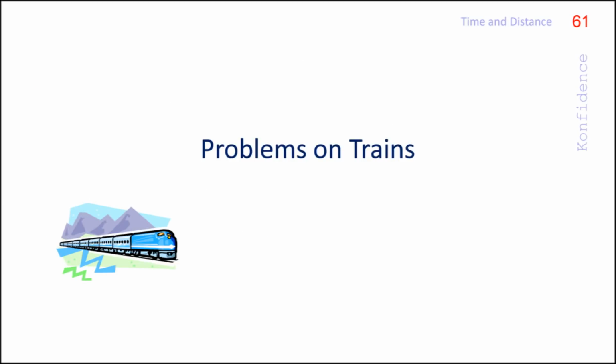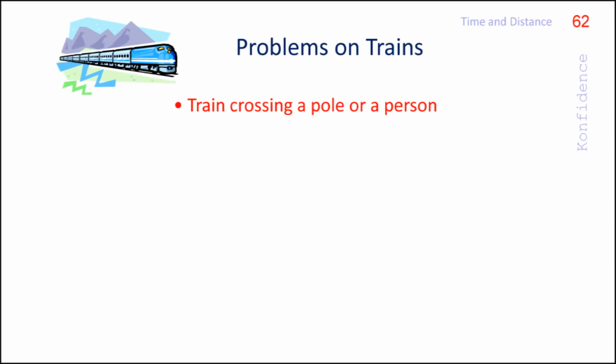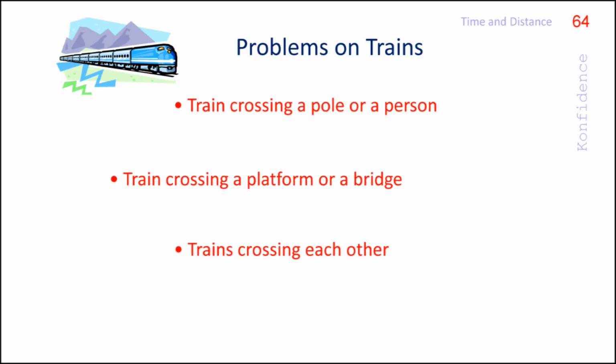Time and distance problems on trains come in three forms. The first type is one in which the train crosses a man or a pole or an object whose dimensions are negligible in comparison to the length of the train. In the second type, situations in which a train crosses a bridge, a platform, or a tunnel may be given. And in the third type, we will have situations where two trains cross over. In almost all these questions, you will be given two of the three variables speed, distance, and time, and asked to find the third.